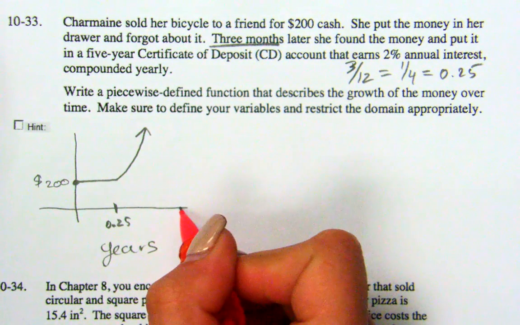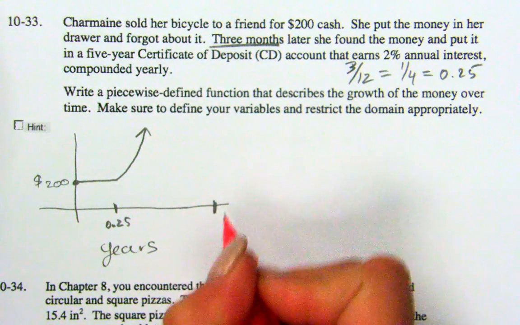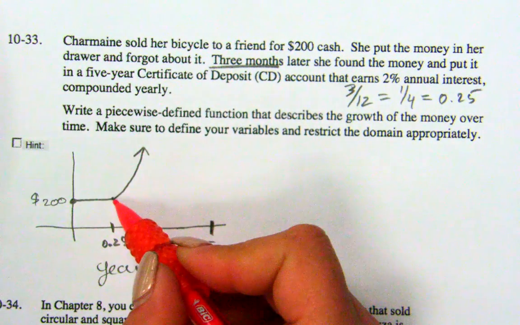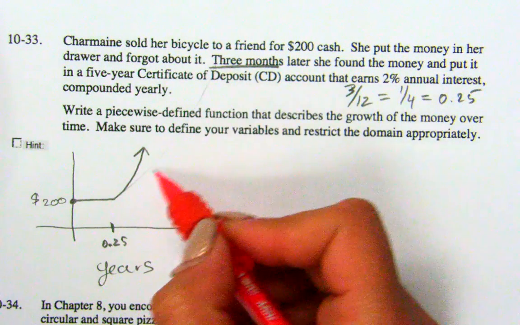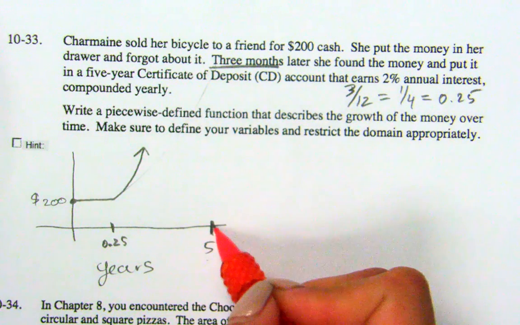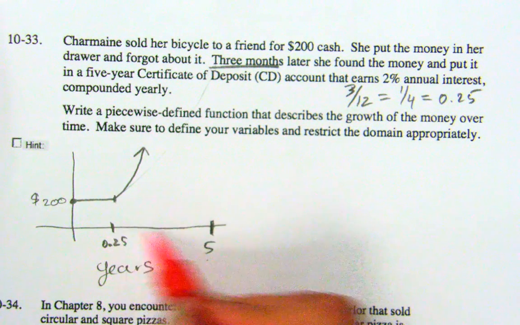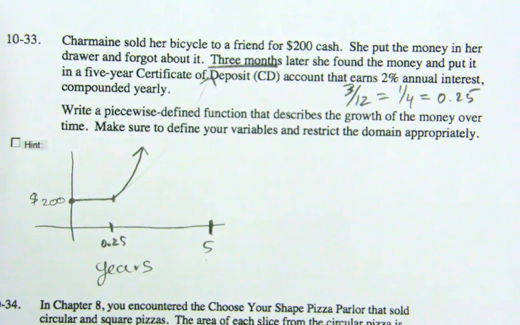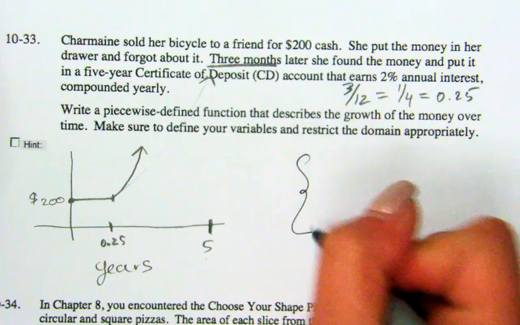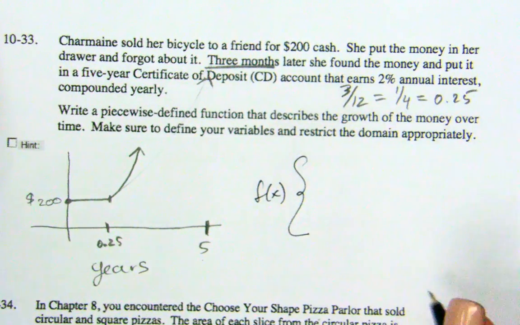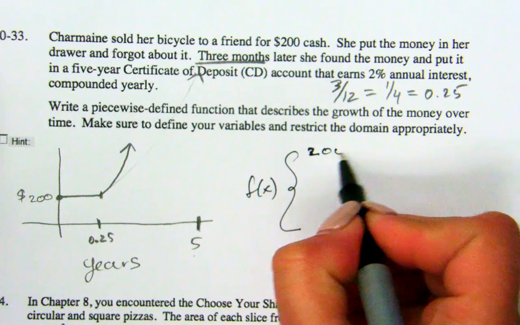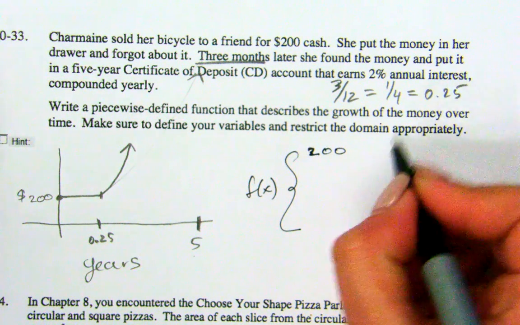And then she leaves it in an account for up to 5 years. So all we know is that this money is going to be growing exponentially for up to 5 years, from 0.25 and then on. Okay, well, that takes care of your domain. So your piecewise function is going to stay at $200 for 3 months. It's not going to move anything.